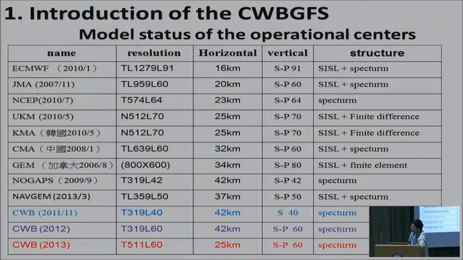Last year, we upgraded our model to T319L60. This model is in sigma-p coordinate and vertically has 60 layers. This year we are testing T511L60. The resolution is 25 kilometers.